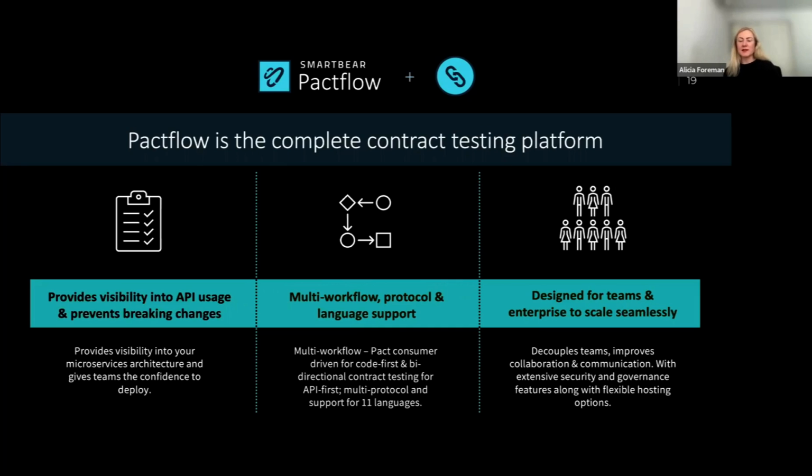And last but not least, if you're familiar with some of the other products within SmartBear, there is an open source solution, and then we've got our commercial proprietary offering, which has been designed for teams and enterprises to be able to scale that solution. And that looks at ways that we can decouple those teams. They can still work together really harmoniously with proper communication and collaboration. Plus, you get all of those nice enterprise-ready features, such as your security governance features, and then able to have flexible hosting options.